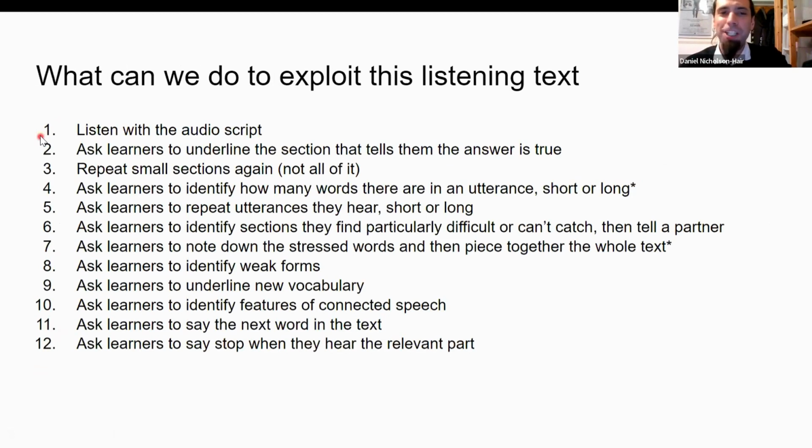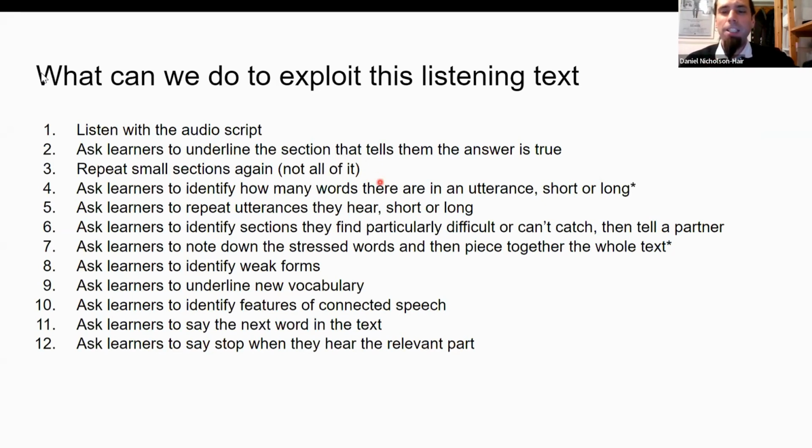Which idea do you like of these? I'm looking in the chat just briefly. Do you suggest using the audio script for the initial listening, or not for the initial listening?